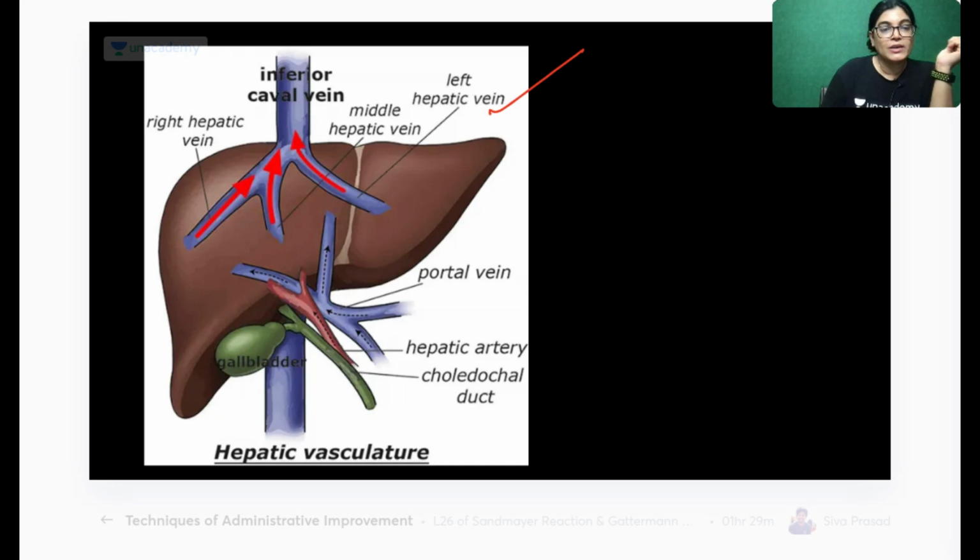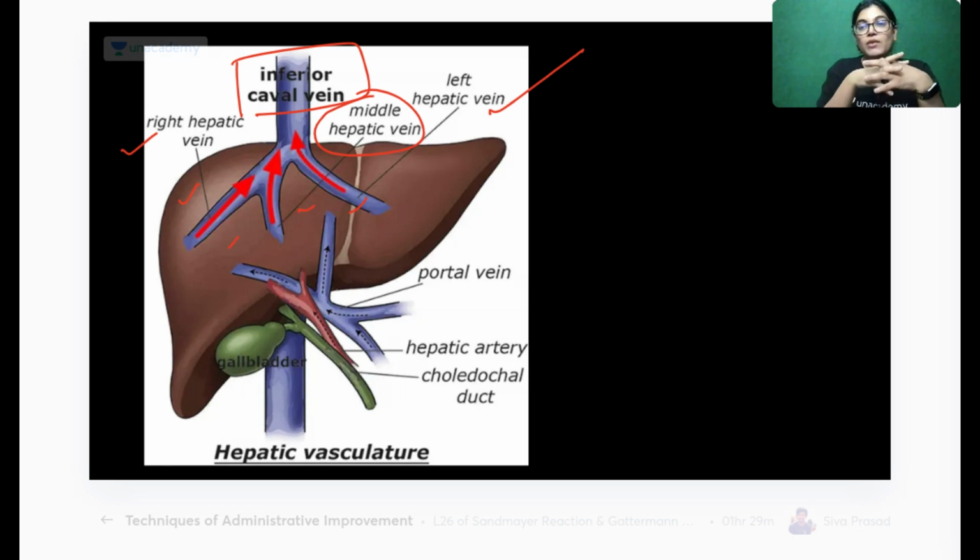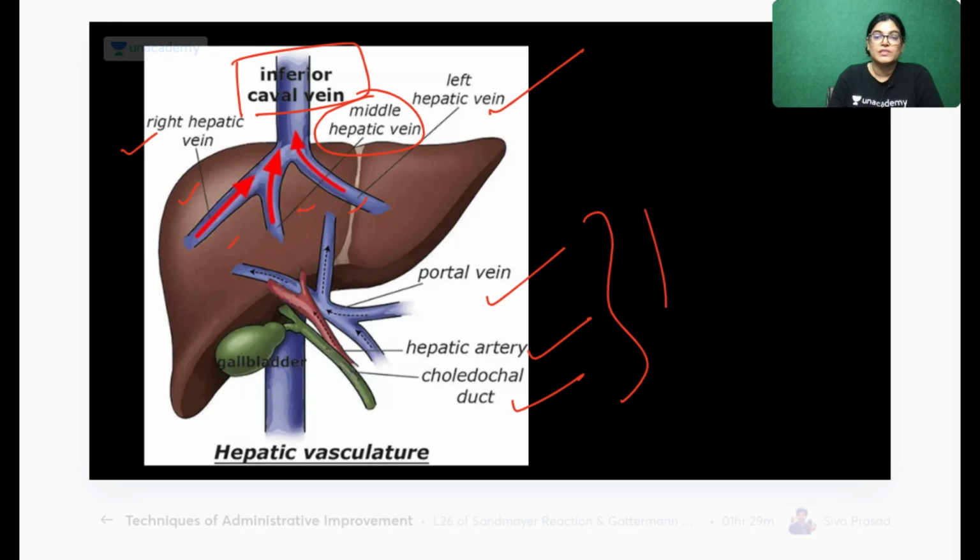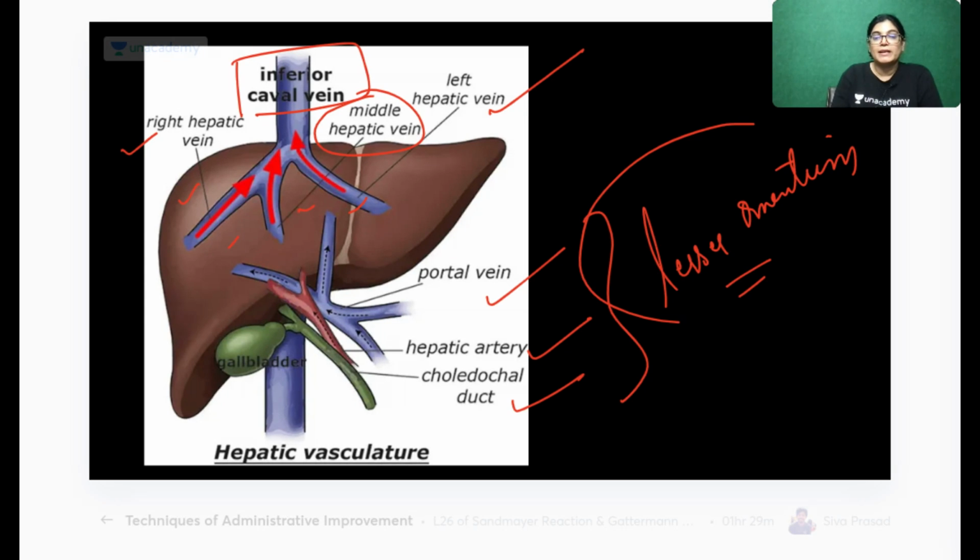So see here, left hepatic vein, right hepatic vein, and middle hepatic vein. We can see clearly it is draining inside the lumen of the inferior vena cava. This is the lumen, and you can see the tributaries of the hepatic vein, which are 3 as shown in the diagram: middle hepatic, right and left, directly forming tributaries of the inferior vena cava and draining into the lumen. Here you can also see the hepatic artery, the choledochal duct, and the portal vein. These are the structures included in the lesser omentum free margin, lying in the porta hepatis region.